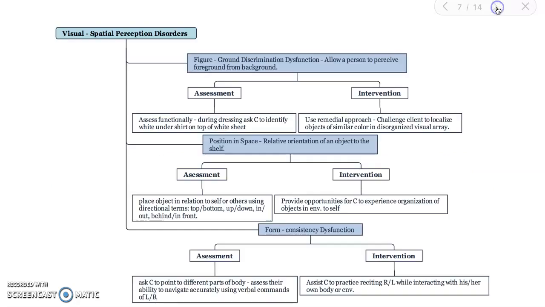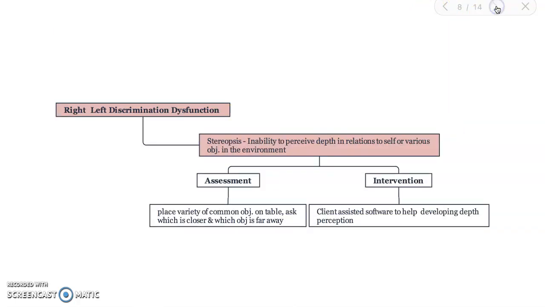Assessments and interventions. So for each of the different disorders, we have assessments and interventions for them. And so for visual and spatial perception disorders, the types of disorders are figure ground dysfunction, position in space, as well as form consistency dysfunction. And you can take some time to go through the different ways in which you can assess and provide intervention for them. For right and left discrimination dysfunction, there is a condition called stereopsis, and again, you can take some time to review assessment and intervention.